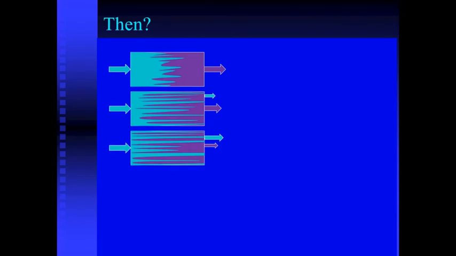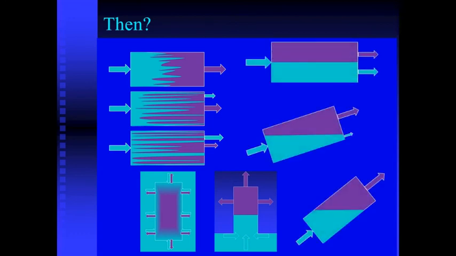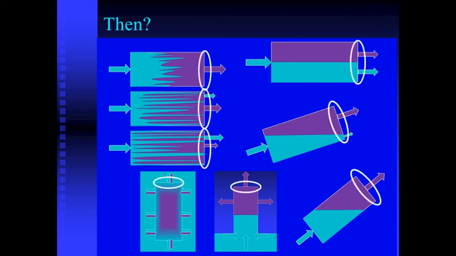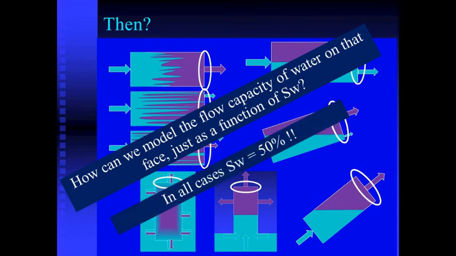So, grouping all the examples we saw, all three viscous displacements, both imbibition displacements, and the gravitationally dominated displacement, what we can observe is that the flow behavior of the face that we are analyzing at the same sample average water saturation is notoriously different, according to the displacement conditions. In summary, the question that arises is, how can we model the flow capacity of the selected face that we are analyzing, only as a function of water saturation? Taking into account that in all cases the sample average water saturation is 50%.